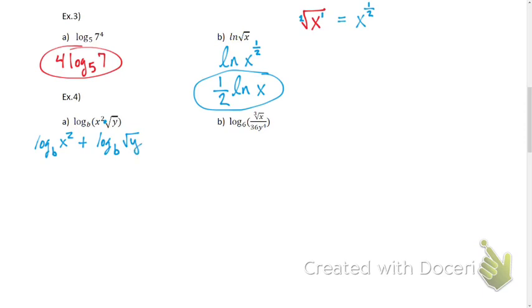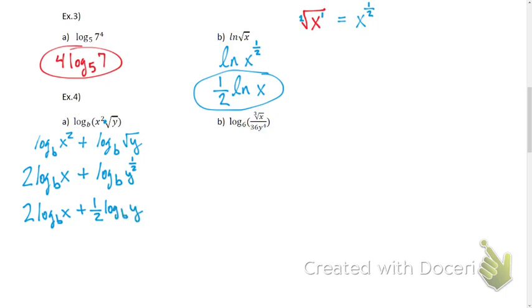I can move that squared, that 2 to the front, and I can change that square root of y into y to the 1/2. And then on the last line, I can move the 1/2 to the front. And that's all you do.